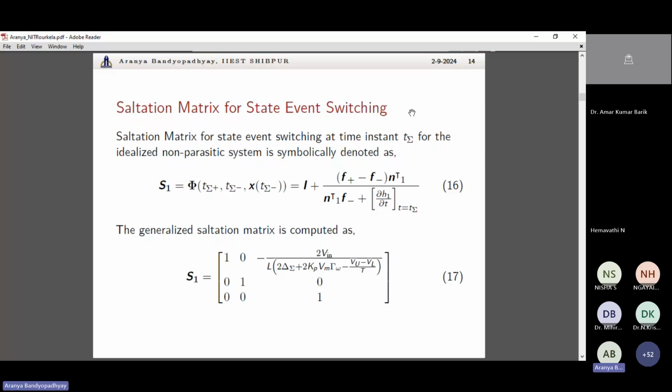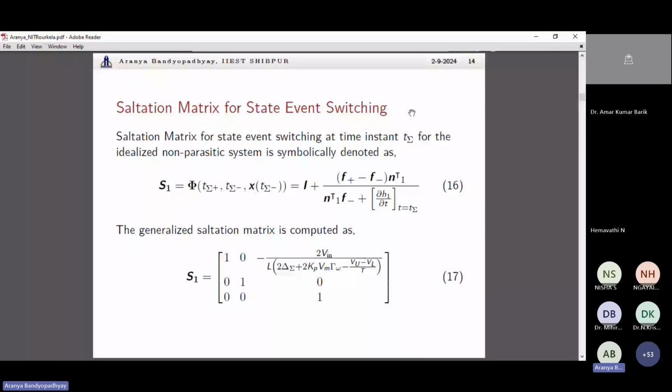That is called the haltation matrix. This is nothing but a type of state transition matrix, I must say, which takes into account the switching phenomenon. Otherwise, if we just multiply the state transition matrices and form a type of Jacobian, it would basically be an average system. It won't be able to take into account the phenomena of switching, and the problem is that in that case, it will not be able to predict.